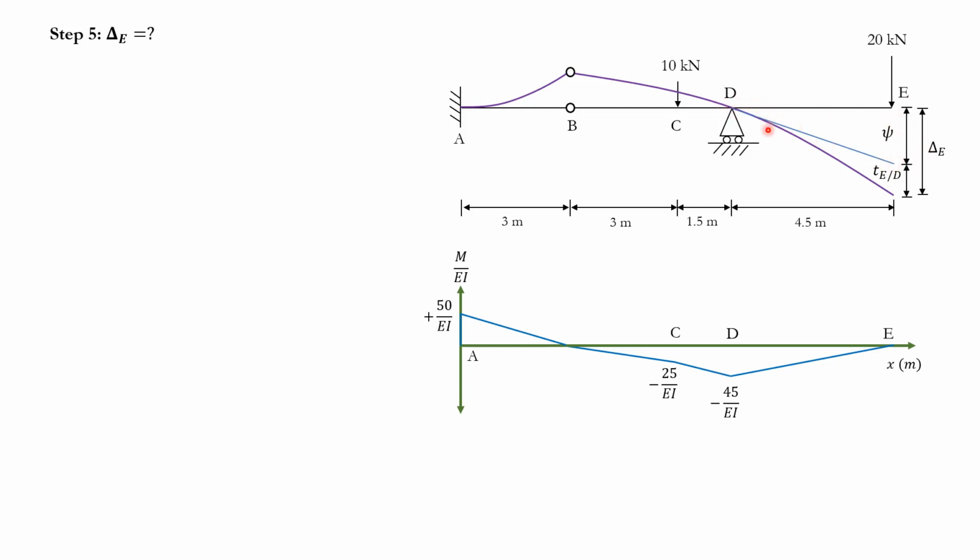And I do know the rotation at point D. So since I know the rotation at point D and I know this length, I can just multiply them together and from there I can get psi. So effectively from here, I know psi, right? I can calculate it easily.